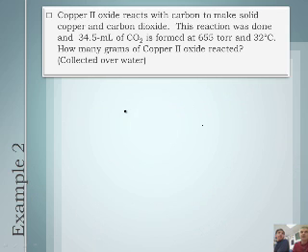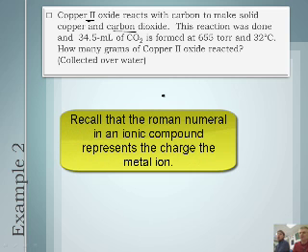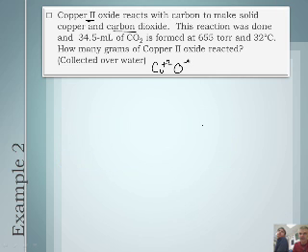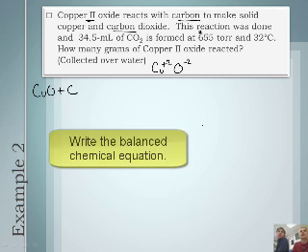Example number 2. Copper 2 oxide reacts with carbon to make solid copper and carbon dioxide. We've got to write a balanced equation. Copper 2. Roman numeral. What does that mean? That's the charge. Cu plus 2. Oxide is O negative 2. So we're going to have CuO plus carbon to make solid copper.